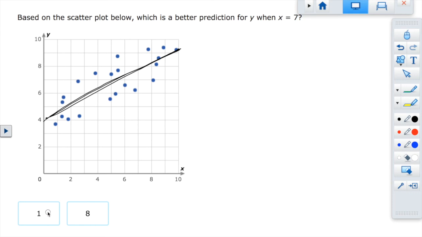So what's better, 1 or 8? Well, 1's way down here. I was up near 8. So 8 would be the better predictor for this line of best fit and this scatter plot.